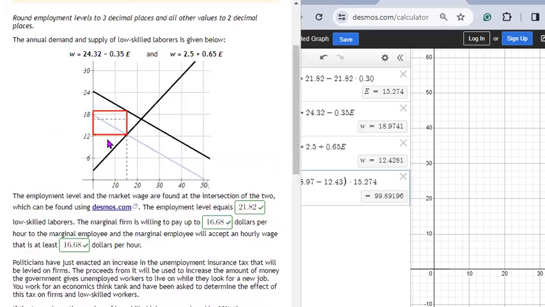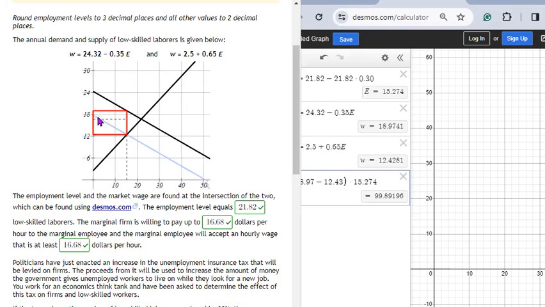Okay, so now notice there's a dashed line here. This dashed line, if you extend it, goes to the original equilibrium point. So this was the out-of-pocket cost of a worker per hour to the firm before the tax. And this is the out-of-pocket cost to the firm after the tax. So this upper box here, that's the burden of the tax to the employers.